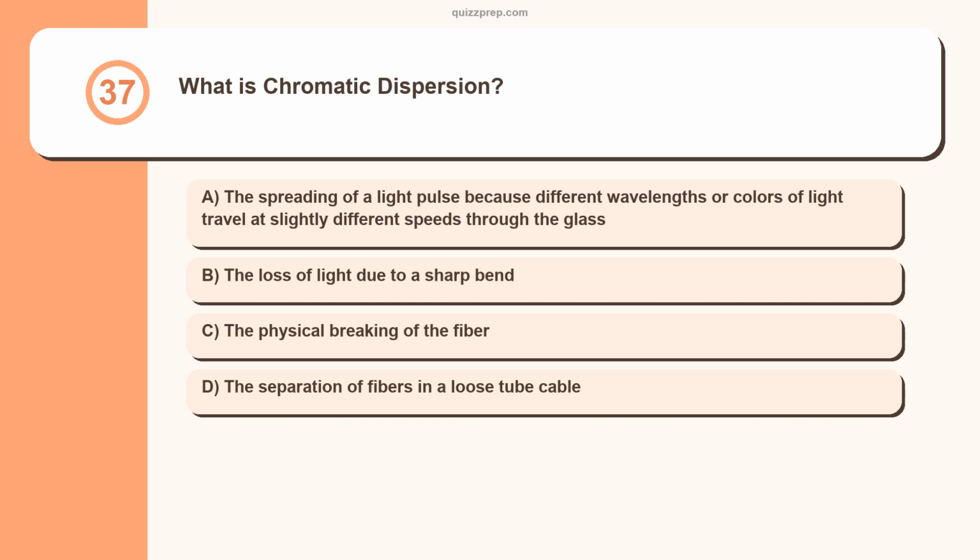Question 37. What is chromatic dispersion? The spreading of a light pulse because different wavelengths or colors of light travel at slightly different speeds through the glass. The loss of light due to a sharp bend. The physical breaking of the fiber. The separation of fibers in a loose tube cable.